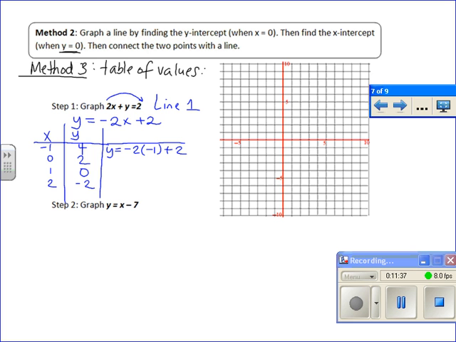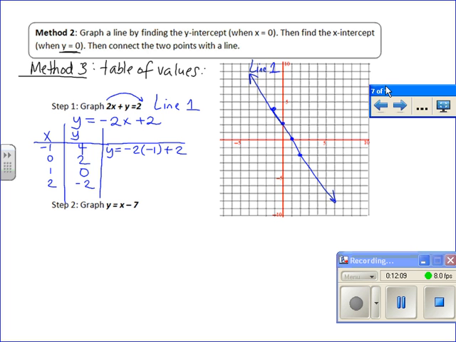So negative 1 for x and 4 for y is right here. Okay, the next point is 0 for x, 2 for y. So that's right there. Okay, 1 for x, 0 for y. And finally, 2, negative 2 is 2 for x and down 2 for y. There's enough right there. I could go ahead and use my ruler. It is important to use a ruler here. Okay, and there's my line 1.